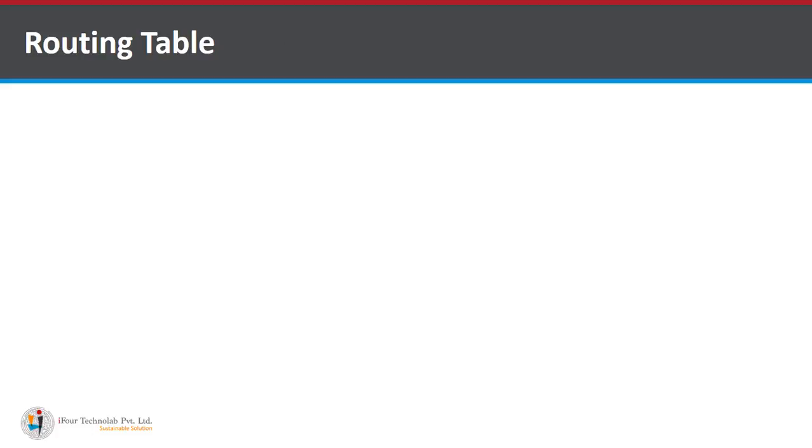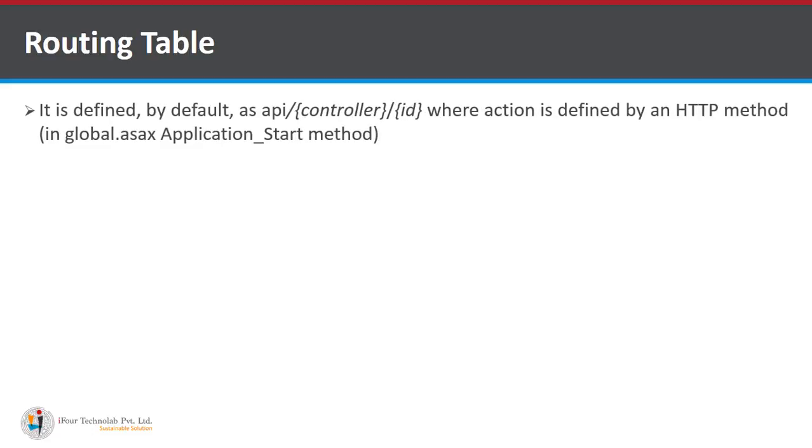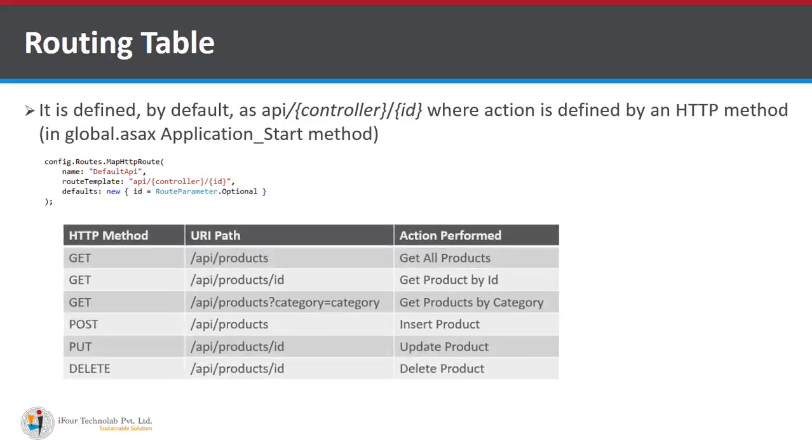Let's see routing in Web API. When we create a Web API in MVC, it generates a default routing path in the App_Start WebApiConfig file. Here you can see the name is DefaultApi and the route template will be api/{controller}/{id}, with the ID parameter if there is any.